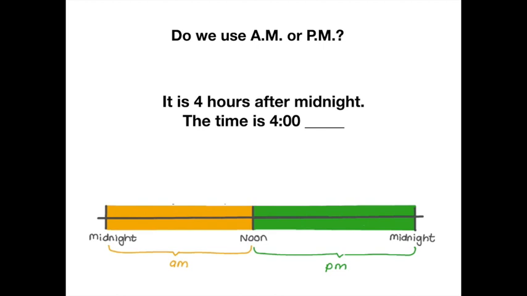So let's practice. I want you to read these with me and think, am I going to use AM or PM? This is exactly what you will do in your workbook after. So let's try this one. It is 4 hours after midnight. The time is 4 o'clock. AM or PM? 4 hours after midnight. You can use the chart at the bottom to help you.